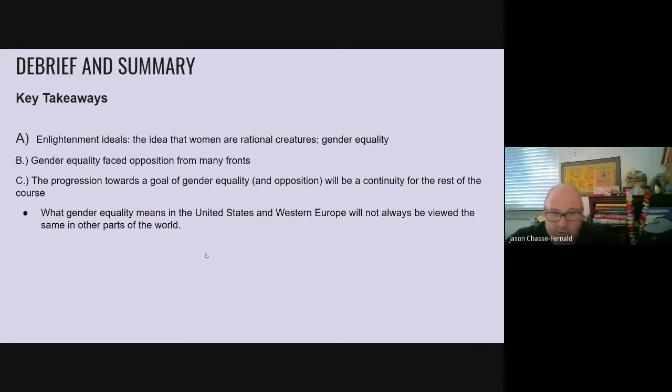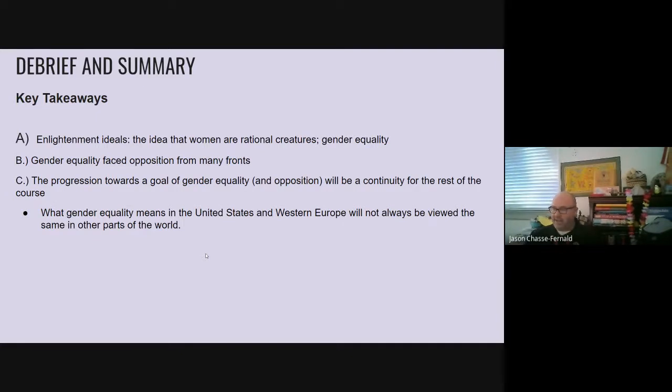And of course, what gender equality means in the United States and Western Europe will not always be viewed the same in other parts of the world, right? So what we talked about today is largely a Western, a kind of European, United States, maybe Australia, New Zealand specific origin of the women's rights movements. So depending upon where in the world you are talking about, this may not be relevant, or even something that would be aspired to, right?